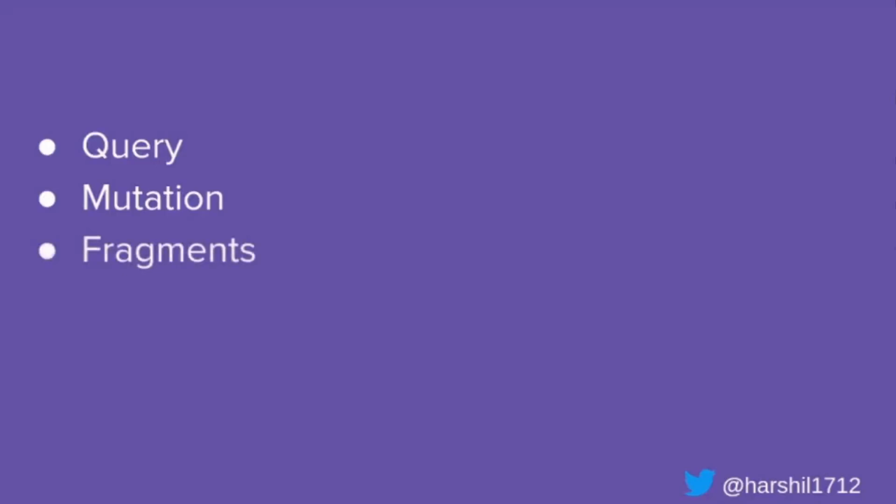So let us look again at what we covered. We covered query. We saw how with query we can fetch data. We also saw how we can use variables with queries. We saw how mutations can be executed, how we can pass the inputs in mutations, and we saw an example by creating a repository. And we saw fragments and how we can use fragments.